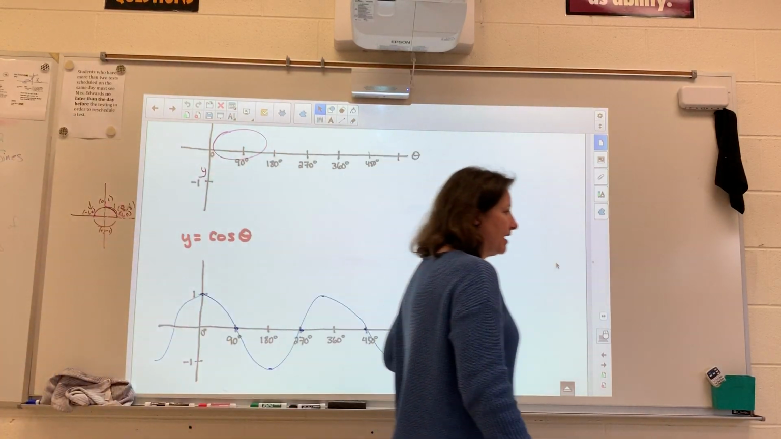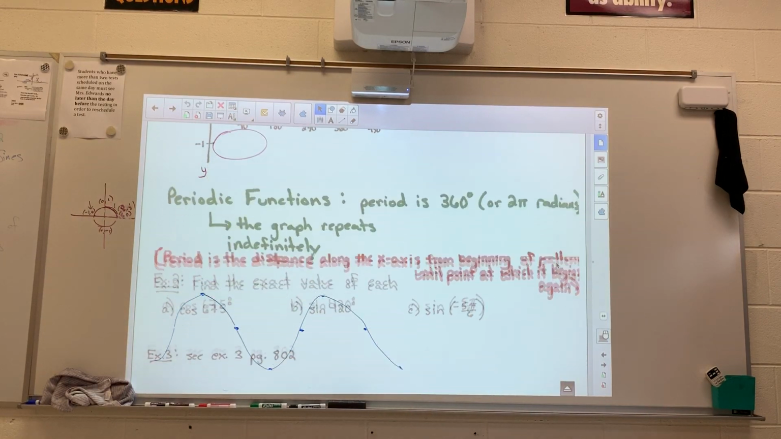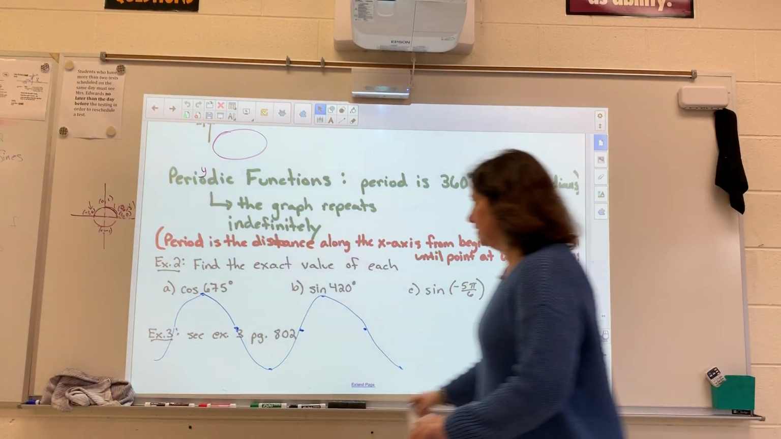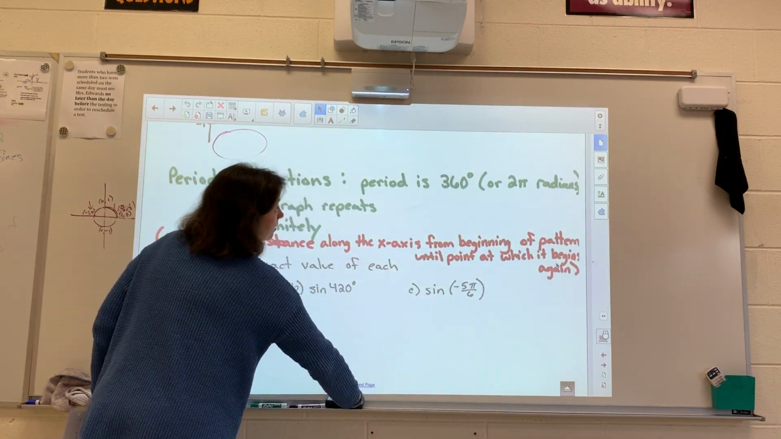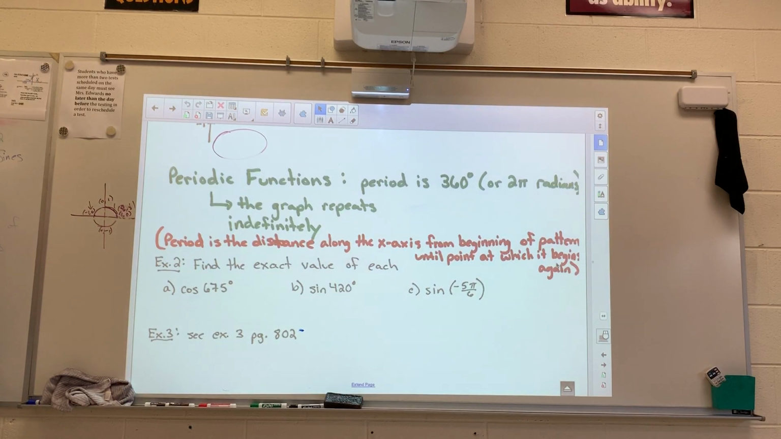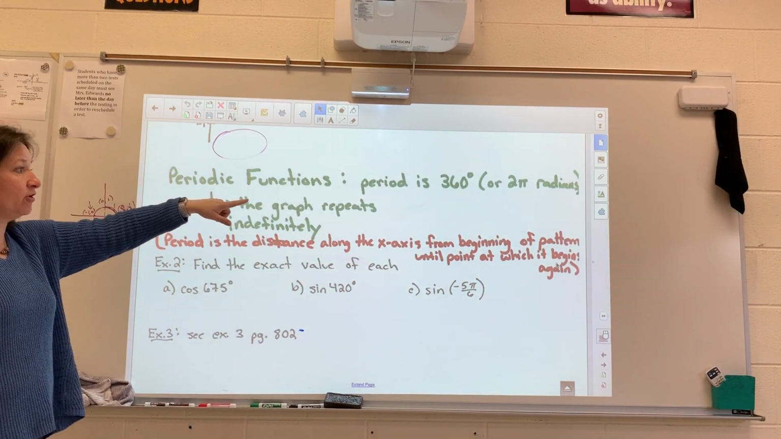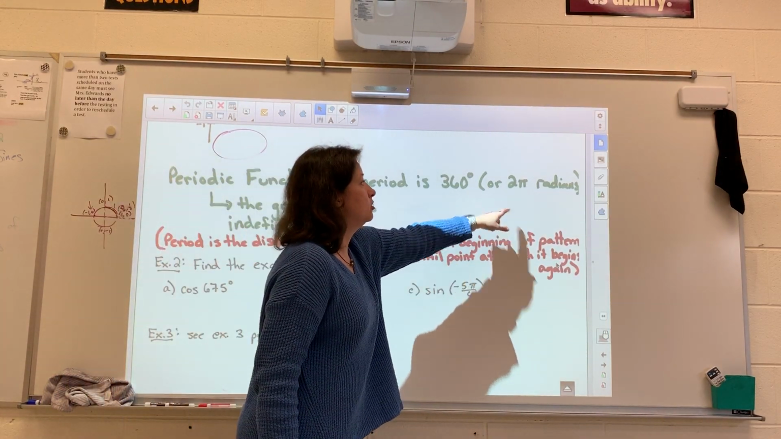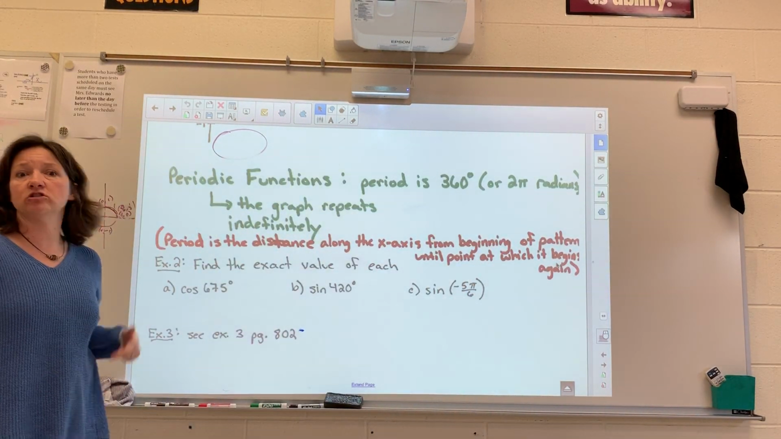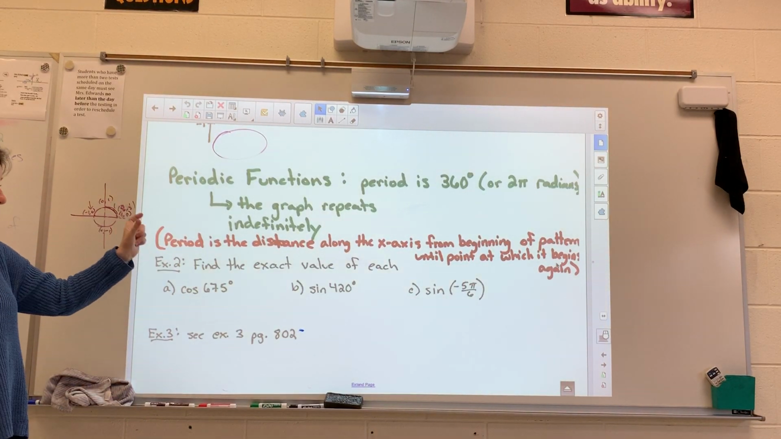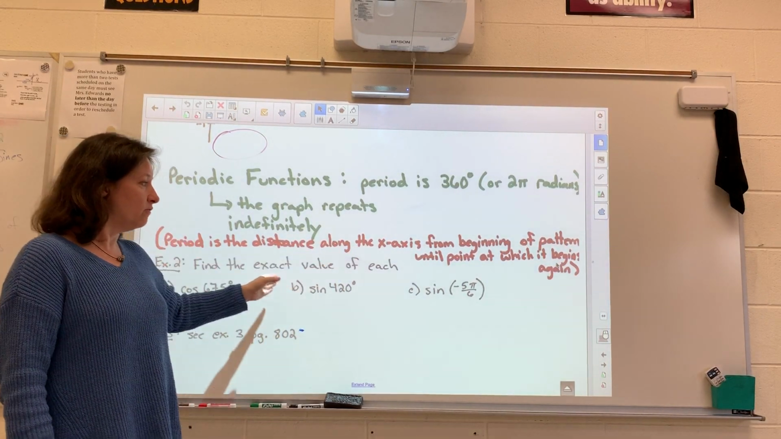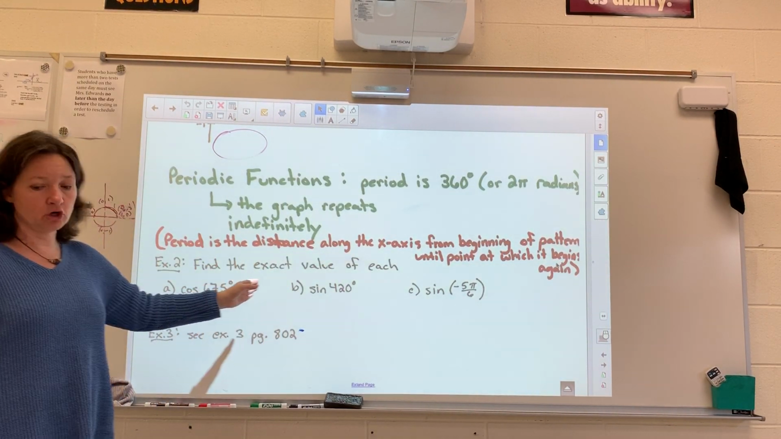So let's move on and talk about what it means to be a periodic function. A periodic function, in this case, is a function that repeats the same pattern. So you have a set length of time and then it repeats that set length over and over. For sine and cosine, the period is 360 degrees, or 2 pi in radians, and the graph is just going to repeat itself indefinitely. It just never stops repeating the same pattern. The period that you measure is the distance along the x-axis from where the pattern begins until the pattern ends.